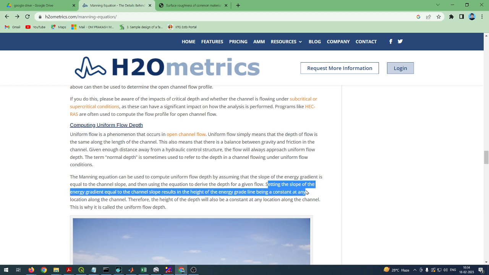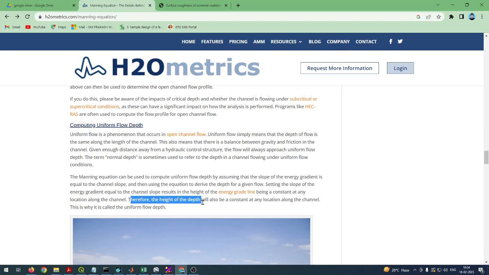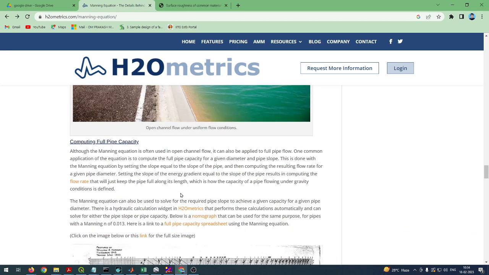Setting the slope of the energy gradient line equal to the channel slope results in the height of the energy gradient line being constant at any location, and therefore the depth will also be constant at any location along the channel. That's why it is called the uniform flow depth.